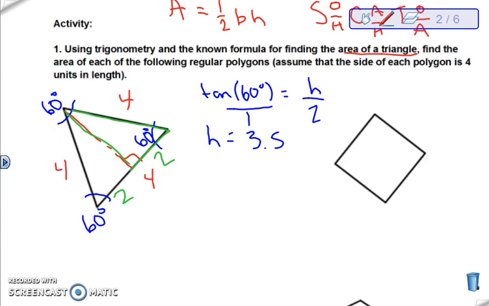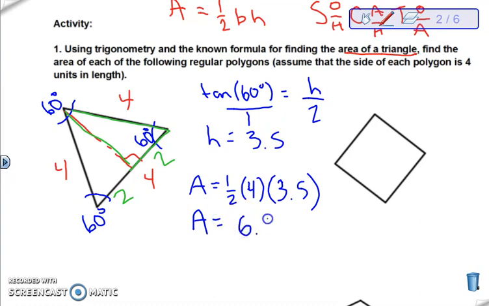So our area, therefore, 1/2 of 4 times the height, which we got was 3.5. So when I do this on my calculator, instead of typing 3.5, I'm going to use the entire decimal by copying and pasting it down. That way my rounding doesn't actually affect anything until the very end. So the area would be about 7 units squared.